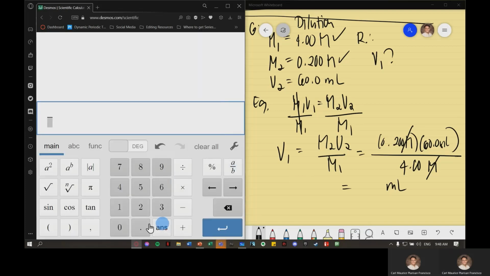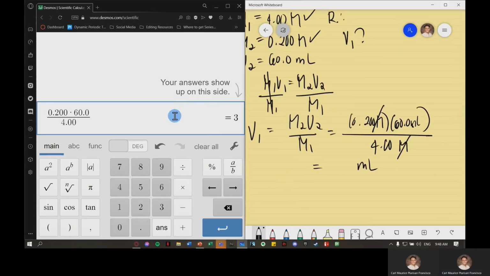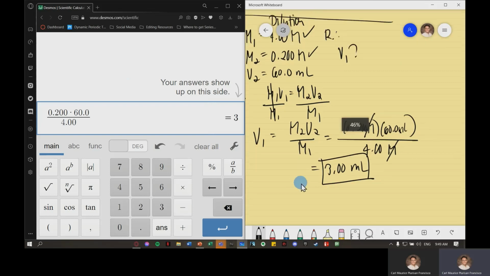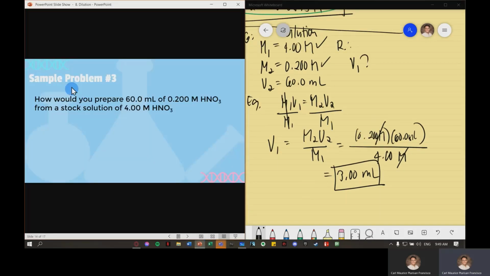So 0.200 times 60.0, 4.00. So we have this particular answer. We have here 0.200 times 60.0 all over 4.00. We have 3. So 3 significant figures, that would be 3.00 milliliter. Okay. And then going back to the question, how would you prepare?